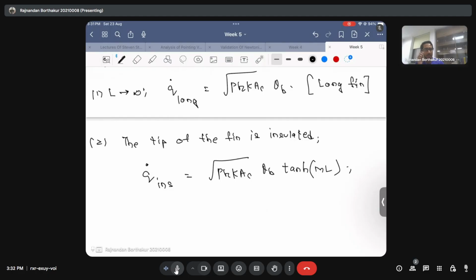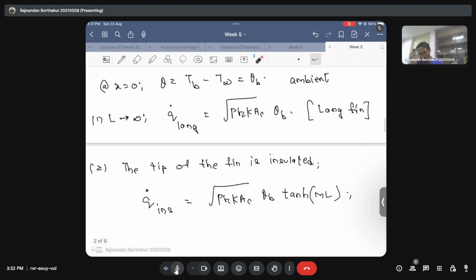So depending on the boundary condition you apply at the tip, the functional form of the calculated rate of heat transfer from the fin would get altered. For instance, in the case of the long fin, this factor remains the same, under root of PHKAC theta b.